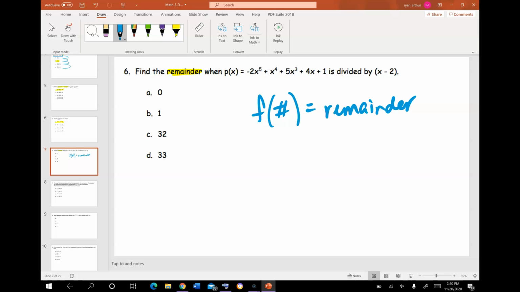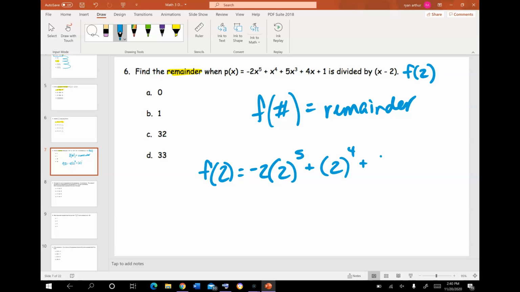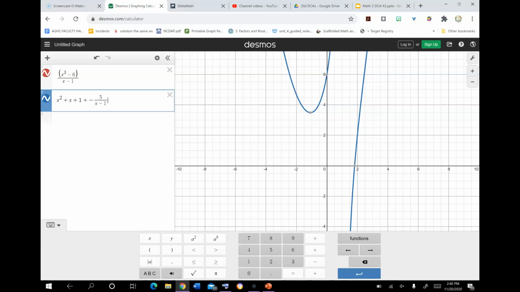Okay, so to find the remainder, we don't have to do all the long division. We just have to plug in that opposite number. Because remember, it's in parentheses, you got to do opposite. So x minus 2 is really f of 2. So I'm going to take 2 and plug it in. I'm going to say f of 2 equals negative 2 times 2 to the 5th plus 2 to the 4th plus 5 times 2 cubed plus 4 times 2 plus 1. And I'm going to type this into Desmos, and it's going to give you my answer.